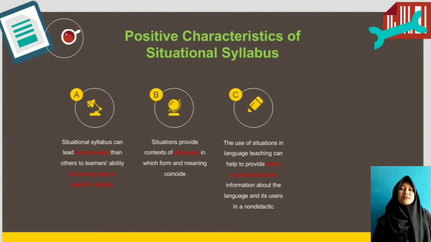And the third, the use of situations in language teaching can help to provide some social and cultural information about the language and its users in a non-didactic way. So well-prepared situations can show how the speakers act and what they talk and are concerned about.